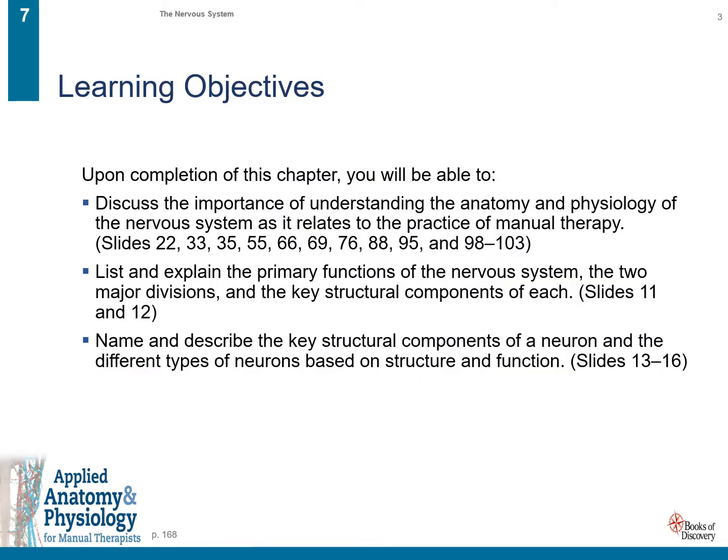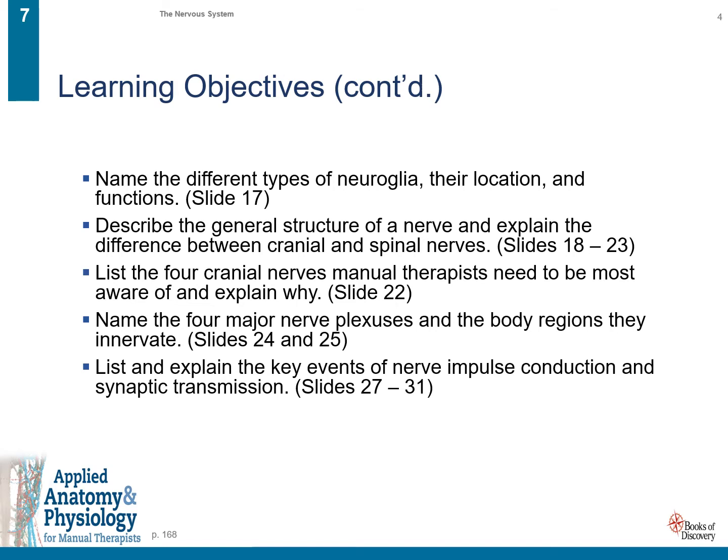So the learning objectives for Chapter 7 are that upon completion of this chapter, you will be able to discuss the importance of understanding the anatomy and physiology of the nervous system as it relates to the practice of manual therapy. You will be able to list and explain the primary functions of the nervous system, the two major divisions, and the key structural components of each. You will name and describe the key structural components of a neuron and the different types of neurons based on structure and function. Name the different types of neuroglia, their location and functions.